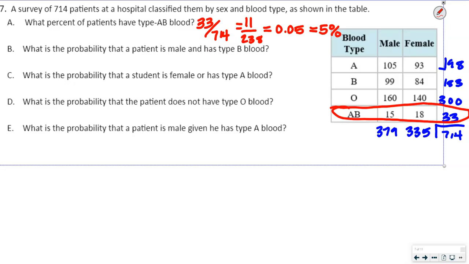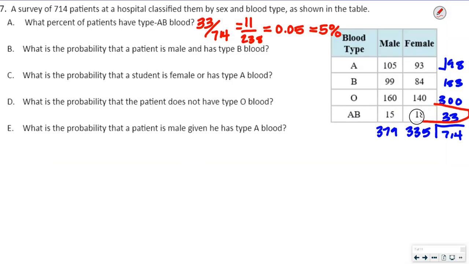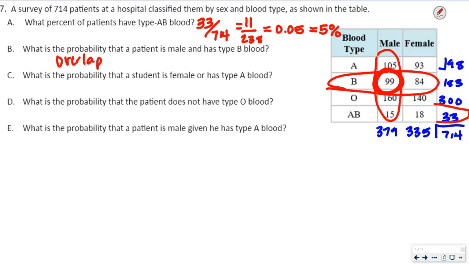The next one says, what is the probability that a patient is male and has type B blood? Okay, so I'm going to pull this off of here. Male and type B blood is here. Remember, and means that overlap right there. That's what and means, overlap. So write that here, overlap. That's where those two overlap. So this is going to be 99 over our 714. That one reduces to be 33 over the 238. That's going to be equal to 0.14, which is 14%, okay?